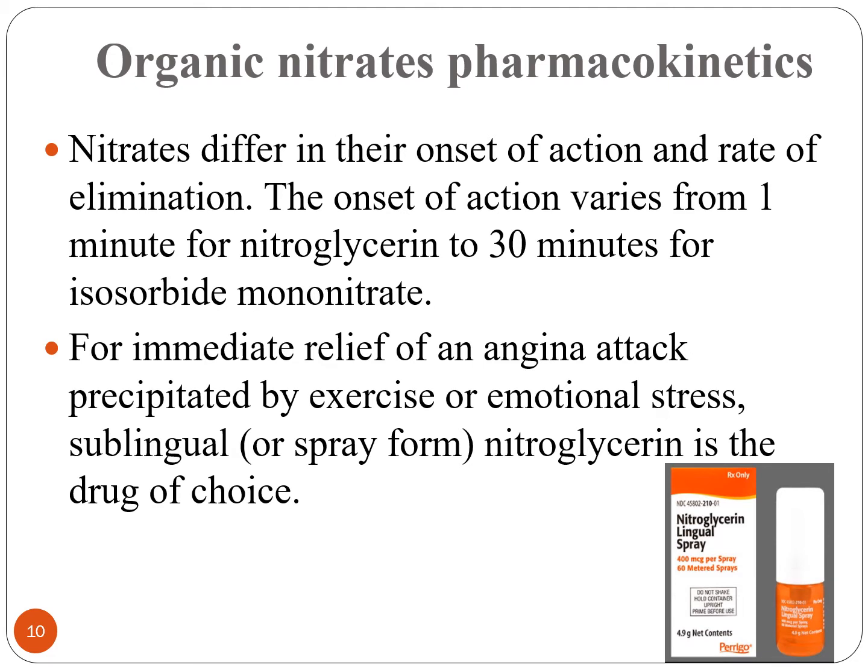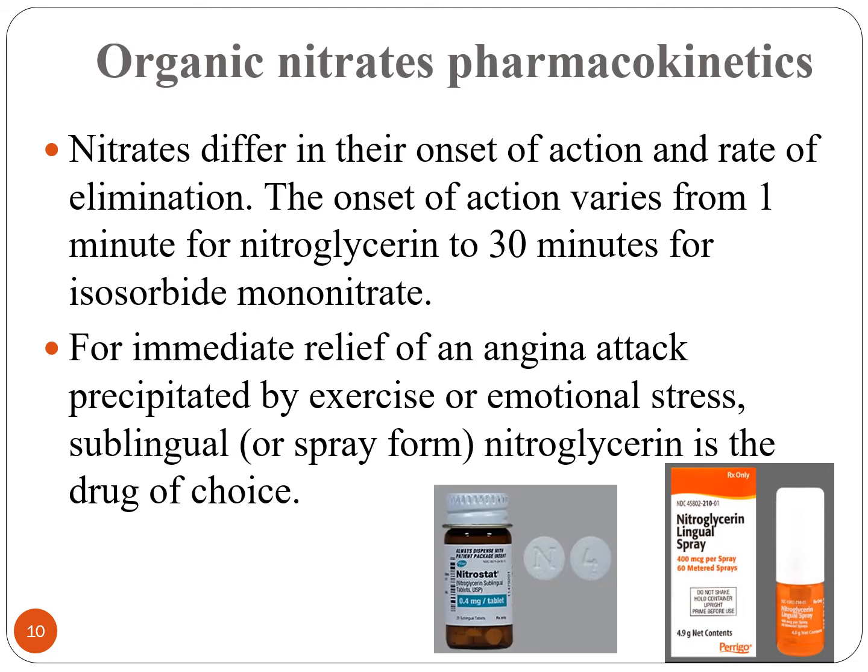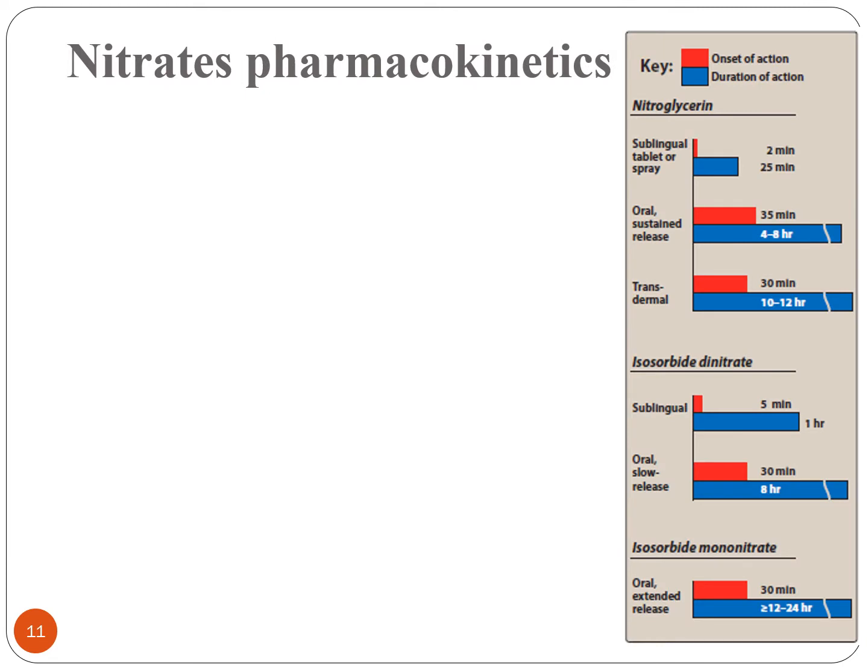This is nitroglycerin in the form of a spray, and this is nitroglycerin, Nitrostat, in the form of a sublingual tablet, tablets under the tongue. This is the onset and duration of action of different forms of nitrate. First, we have nitroglycerin in the form of a sublingual tablet or spray. We find it has a rapid onset of action within 2 minutes, and a duration of action of about 25 minutes.